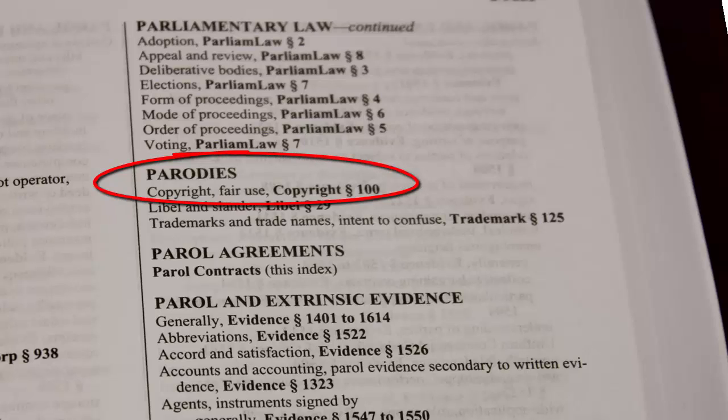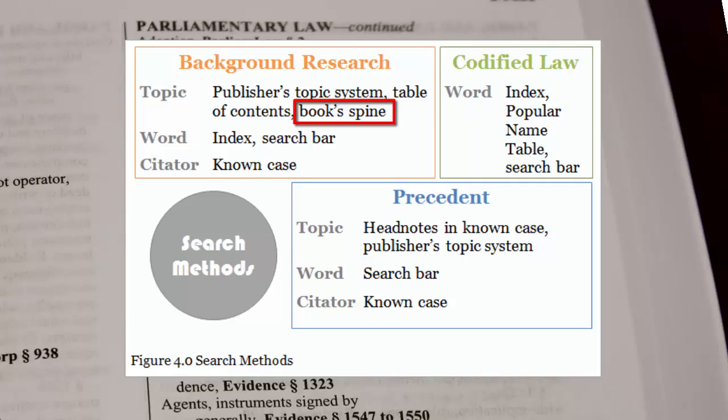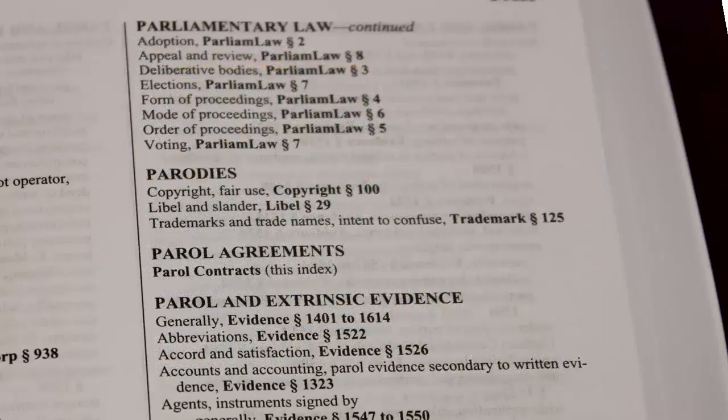So we found the section 100 under copyrights both by using the topic method through the spine of the volume and by using the index or the word method here. So now we found the same section with two different avenues. That gives us confidence that that's probably all that is out there. Now we did grab that other index volume, but because we have these two methods telling us the same thing, we're good. So now let's look at section 100.